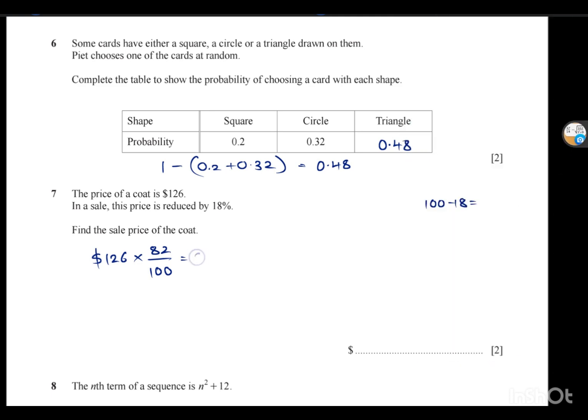103.32. This is the amount of the reduced thing here.